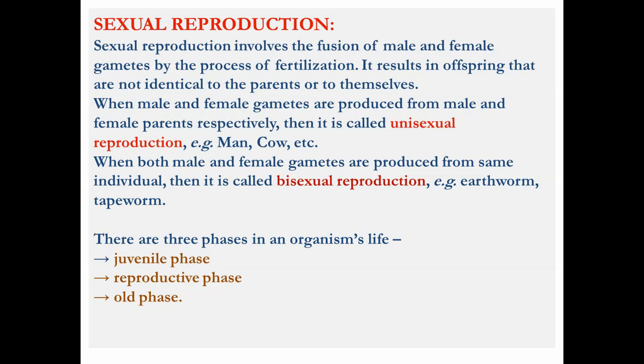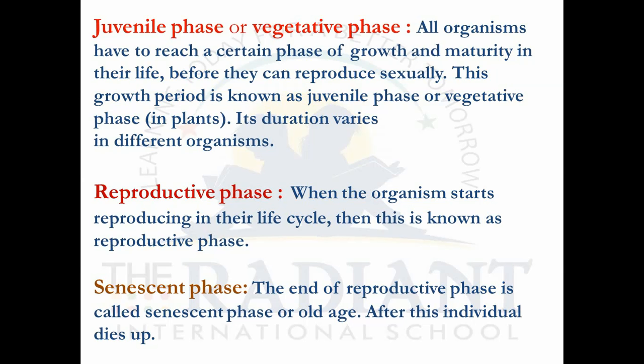Now, what exactly is this? The first is a juvenile phase, or we can say this is called vegetative phase. In case of animals we say juvenile phase, in case of plants we say vegetative phase. All organisms have to reach a certain phase of growth and maturity in their life before they can reproduce sexually. This growth period is known as a juvenile phase or vegetative phase. Its duration varies in different organisms.